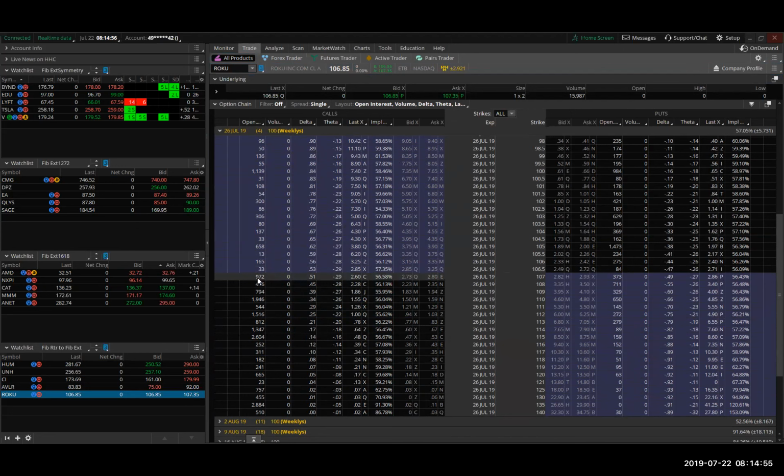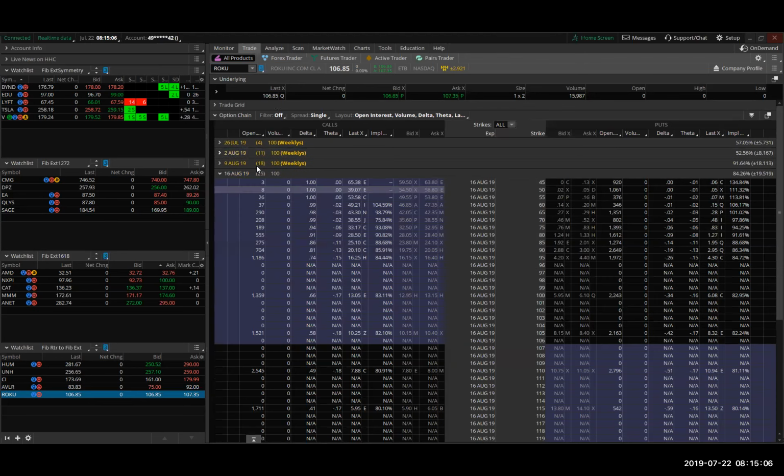So we have this one's fairly decent, except this theta is high. So I might consider this one. However, if I'm day trading, I'd probably do this one. But if I'm swing trading it, I'm more likely to go out to the monthly. And let's see, what's in the money? 106, 107, there's nothing there.